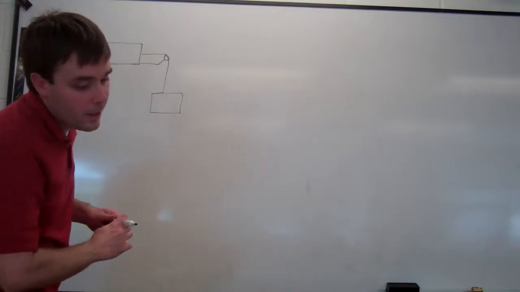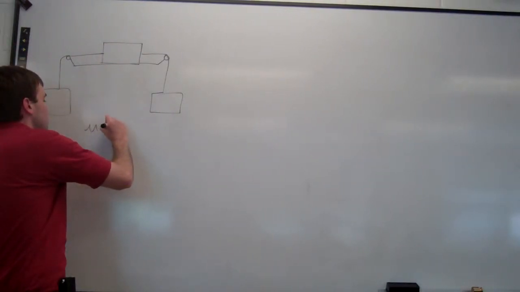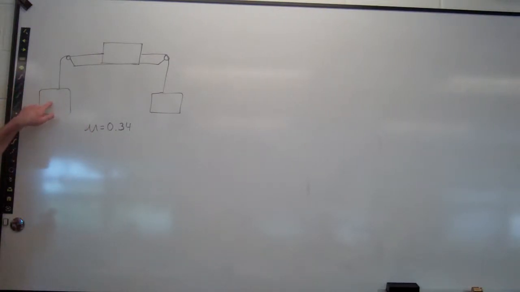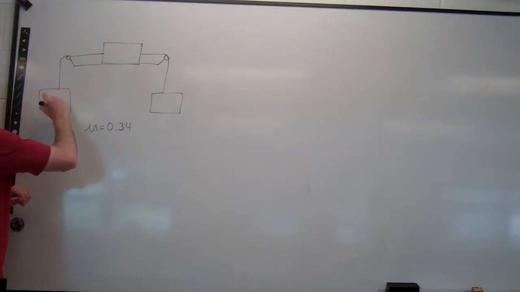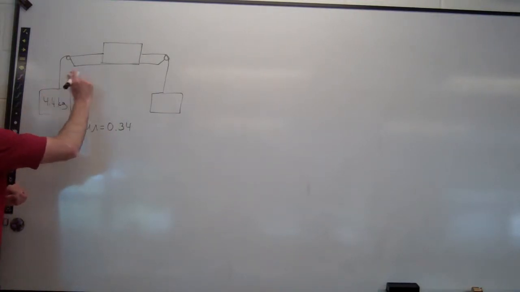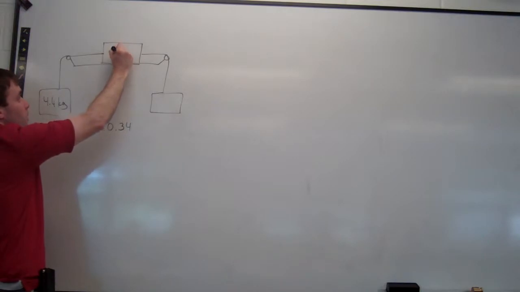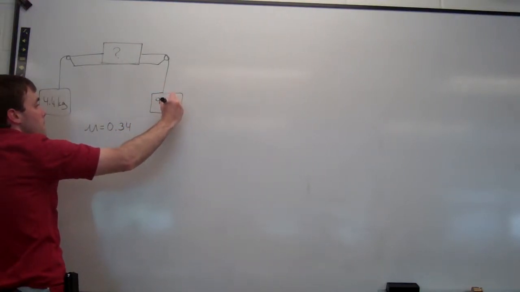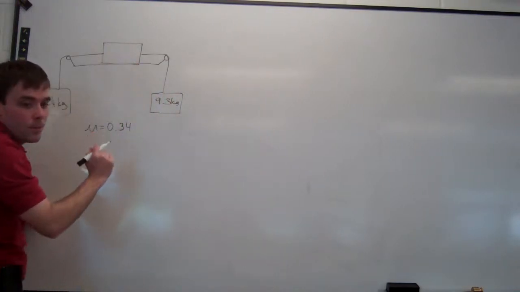Alright, so we got mu equals 0.34. What's mass of this block? M1, 4.4 kilograms. What's mass of this block? Question mark. We don't know. 9.3. Right. I'm going to call this M1, M2.